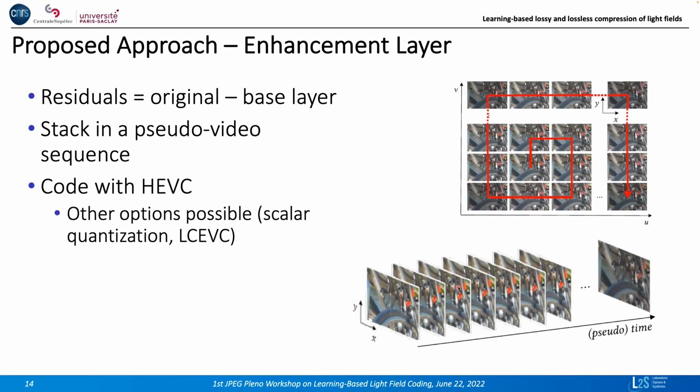So for coding the enhancement layer, as I said, we use a codec, in this case HEVC, but we also tried scalar quantization, and it works fine. We could also use LCVC, for example. Any codec would be good. It's quite independent from the base layer, and so basically we stack the residuals in a pseudo video sequence. So you have a scanning order for the views, and then you put them as a video sequence, and you input it to the video codec.